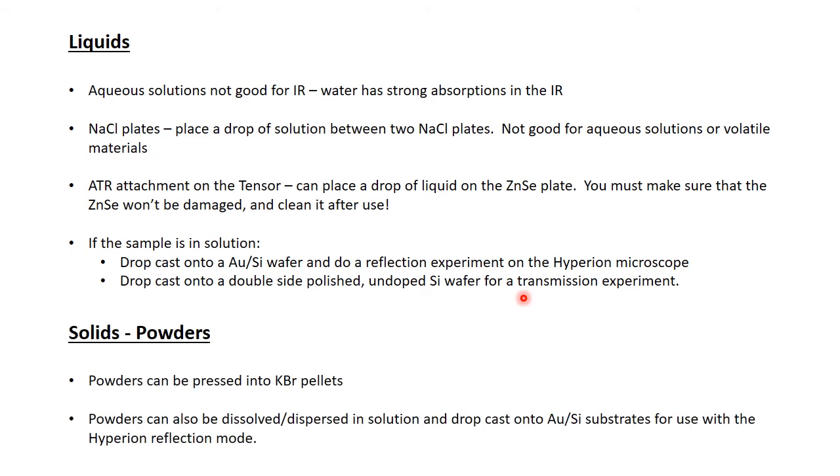Now let's say your sample is a powder instead. There's a couple ways we can look at powders. Powders can be pressed into KBr pellets. In this case, we mix a little bit of your sample with potassium bromide, and we mix it up very well. And then we press it into a pellet. The potassium bromide is transparent in the infrared, and so it is essentially just a way to hold a small amount of your powder sample in a transparent pellet so that we can do a transmission experiment.